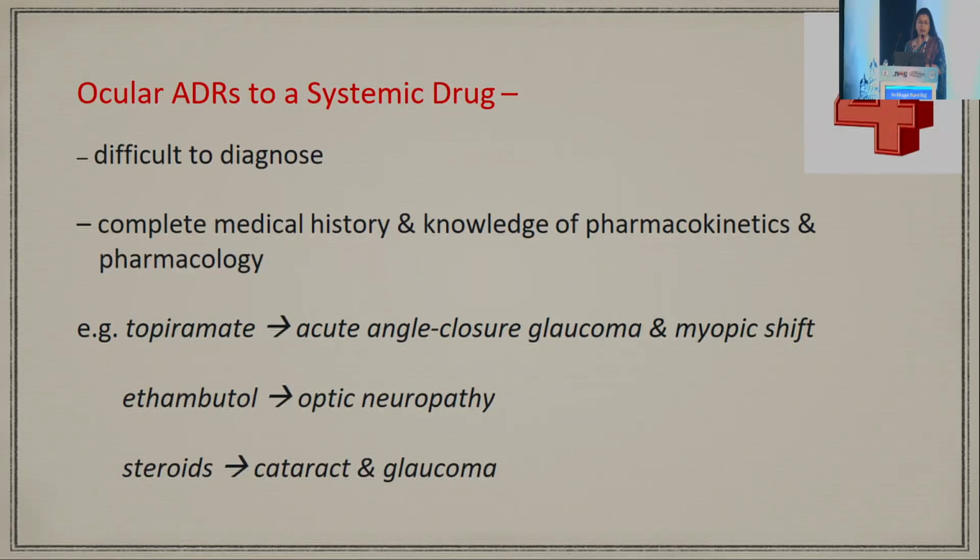The 4th category is a little difficult to diagnose, and for this you need a complete medical history and knowledge of the pharmacokinetics and pharmacology of the drug. That is the ocular ADRs which respond to a systemic drug. Here these drugs are not basically anti-glaucoma drugs, but they can often mess with your diagnosis of glaucoma, the management, and they can actually cause glaucoma. So these are the different types of side effects that we see.